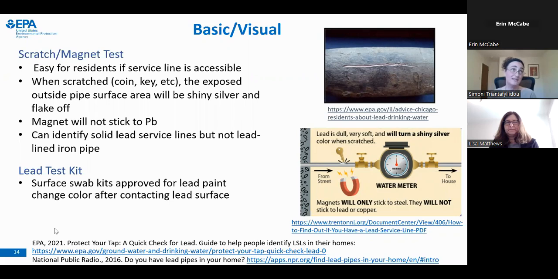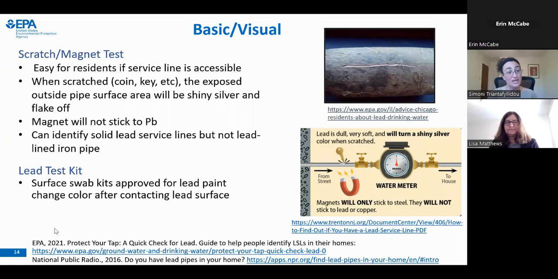We can also use a magnet, which will not stick to lead, but will stick to galvanized pipe, for example. So that approach can help us identify a solid lead service line, although it would still not tell us whether we have a lead-lined iron pipe. We can also use a lead test kit, like the swab kits that are available for lead paint, which change color after contacting lead surfaces.